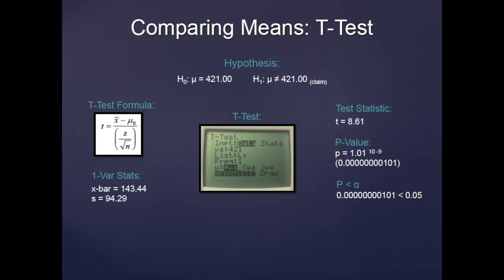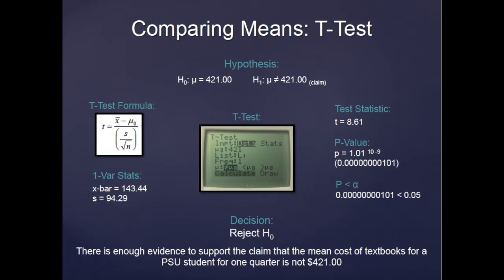Next, we performed a t-test using the key path stat, arrow over to test, then arrow down to t-test. The calculator returns the test statistic and p-value. T was equal to 8.61, while p was equal to 1.01 times 10 to the negative 9. As our p-value is very small, we would reject the null hypothesis. We determined that there is enough evidence to support the claim that the mean textbook cost for PSU students for one quarter is different than the PSU estimated mean of $421.